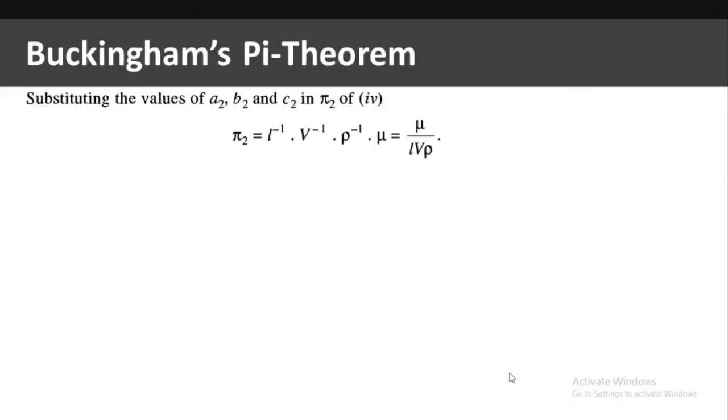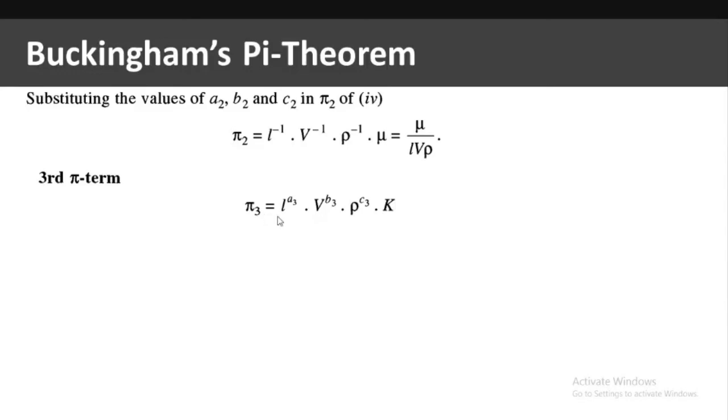So we'll put in equation. So pi 2 equals to l to the power minus 1, v to the power minus 1, rho to the power minus 1 into mu. Okay, so we will have pi 2 equals to mu upon l v rho, or we can say mu upon rho v l. Okay, after that, third pi term.